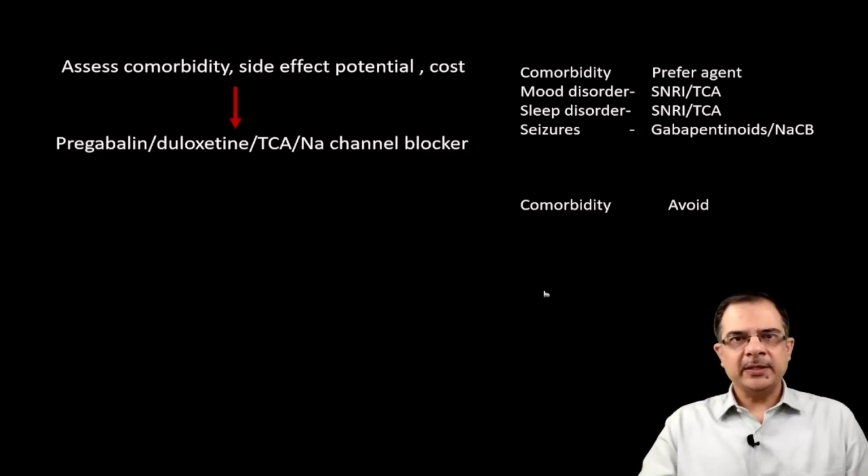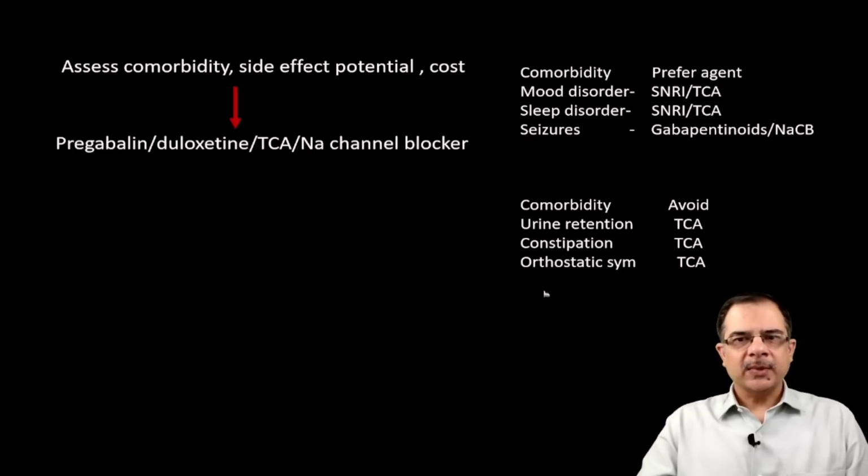Now, if certain comorbidities are there, which agent should we avoid? Urine retention, TCA should be avoided because of its anticholinergic side effects. Constipation, avoid TCA. Orthostatic hypotension, avoid TCA. Patient has extreme fatigue, SNRI should be avoided. Patient is a case of CHF, so we should avoid gabapentinoids because they cause edema and worsen heart failure.